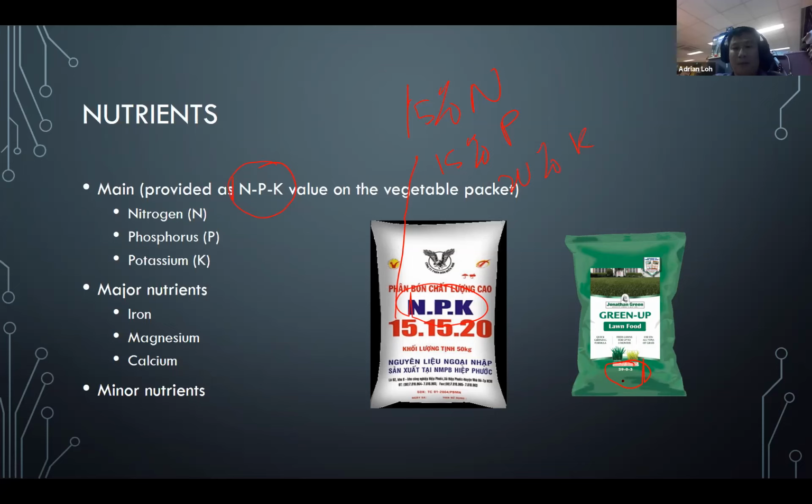This number is given like in here, it is slightly different, maybe 2903. On top of this, of course, there are some other major nutrients, not used to as large an extent as the first three, which are iron, manganese, magnesium and calcium. And then you have a lot of other micronutrients as well.